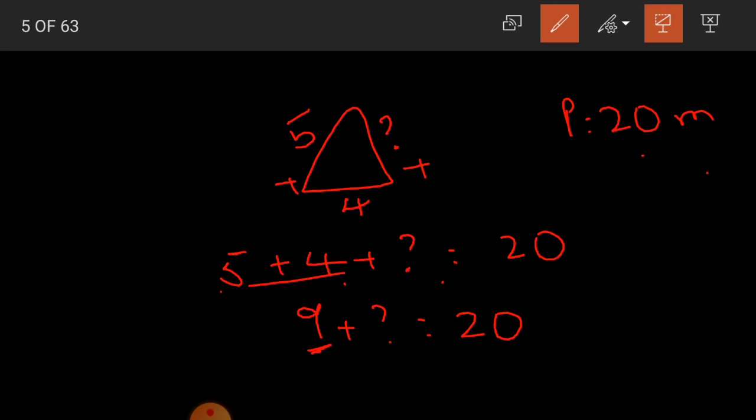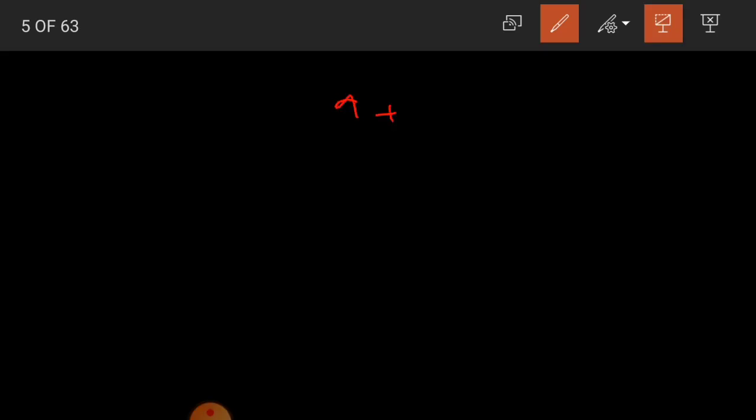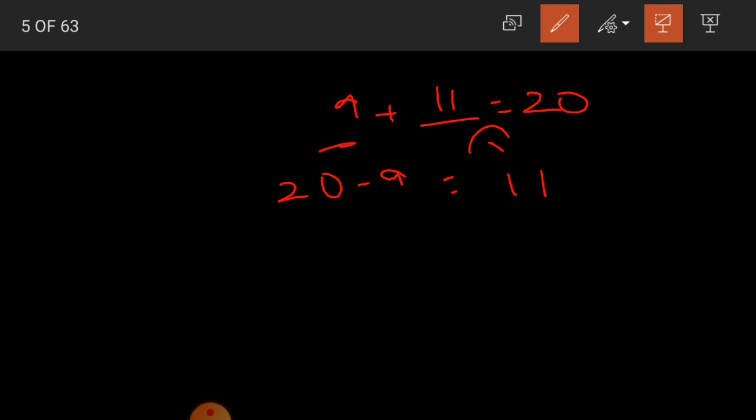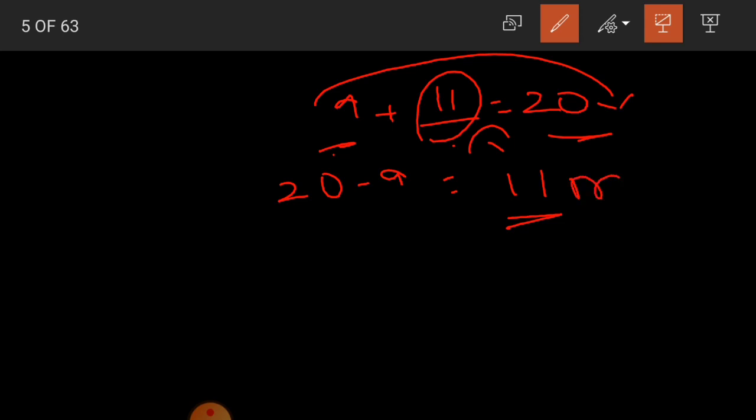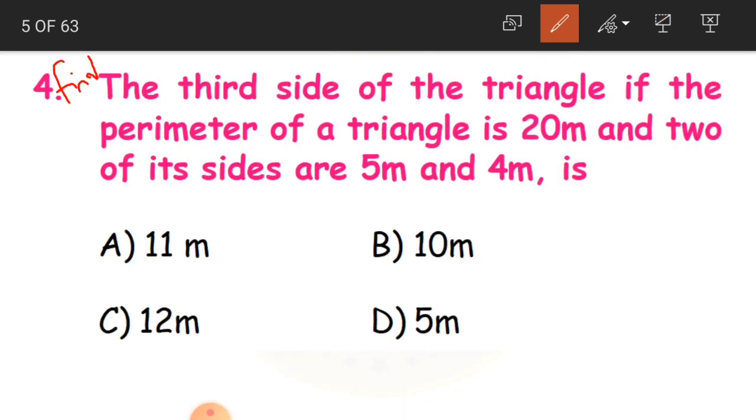We have the addend and the sum. One addend is missing. What should be added to 9 to get 20? Yes, 9 plus dash is equal to 20. What would it be? 20 minus 9, that is equal to 11. 9 plus 11 is equal to 20. Yes or no? We are having one addend and the sum. We have to find out the missing addend. To find out the missing addend, we subtract the given addend from the sum. So 20 minus 9 is equal to 11 meters. So this 11 meters is the length of the third side, that is option A.